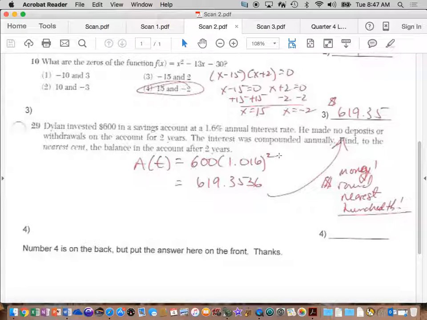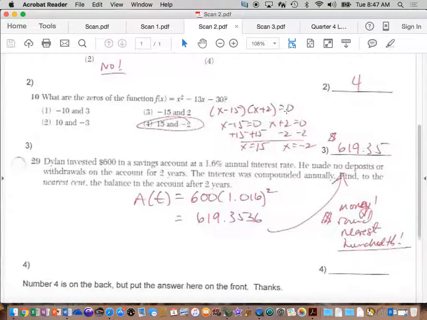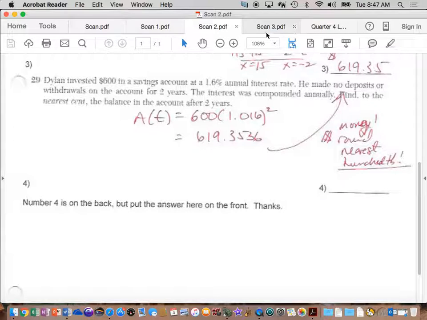And now number 4, which is on the back. Number 4 was a pretty tough question. So personally, I felt like numbers 1, 2, and 3 were easy. Now we go to number 4, which is right over here.